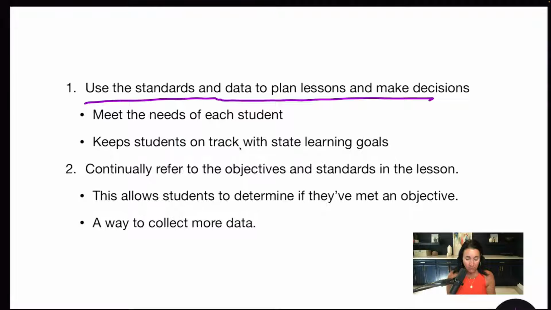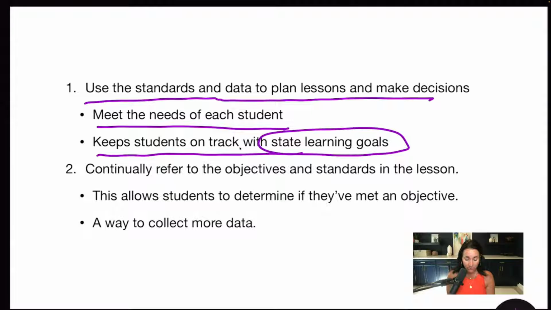And why is this? This goes to the second bullet. Why is this important? Well, it'll meet the needs of each student and keeps the students on track with state learning goals. If you're not using the standards, you're setting your students up for failure because they have to take a state test at the end of the year in social studies. If you're just following the textbook, you might get lucky because the textbook follows the state standards in a lot of ways, but it doesn't always. We have to make sure we're doing that.